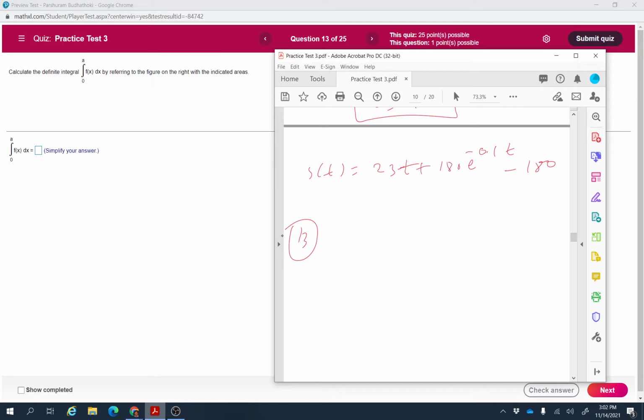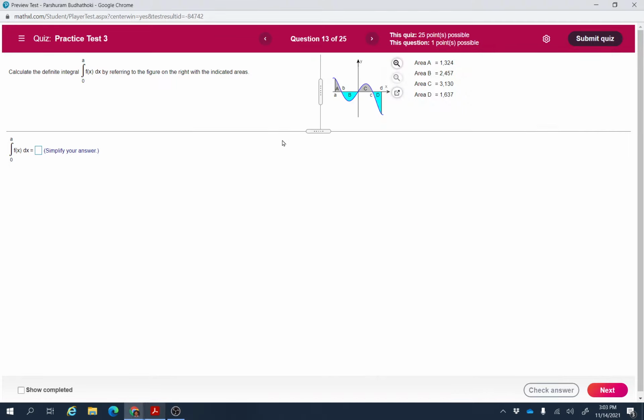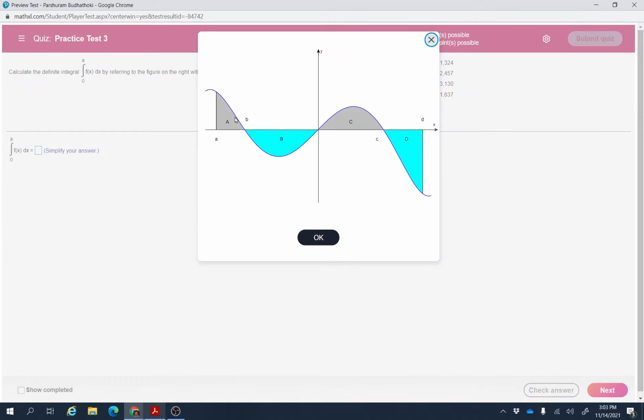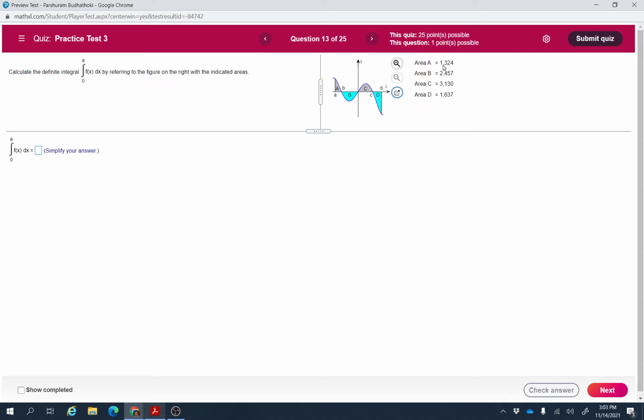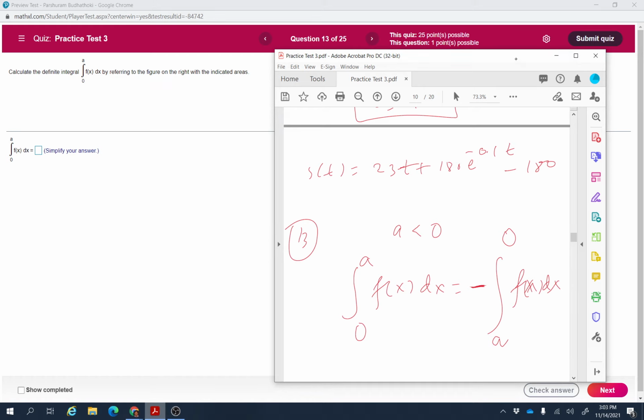Since a is less than 0, we can write down this integration of f of x dx, because we want to start from something smaller, but we can always change the limit of integration by putting the negative sign in front. So now it becomes a to 0. Now when we find the integration of this function from a to 0, look at the graph. A to 0 means this area, which is a, and this area, which is minus b, because it's under the x-axis. So a is 1324, b is 2457. So you have to subtract b from a.